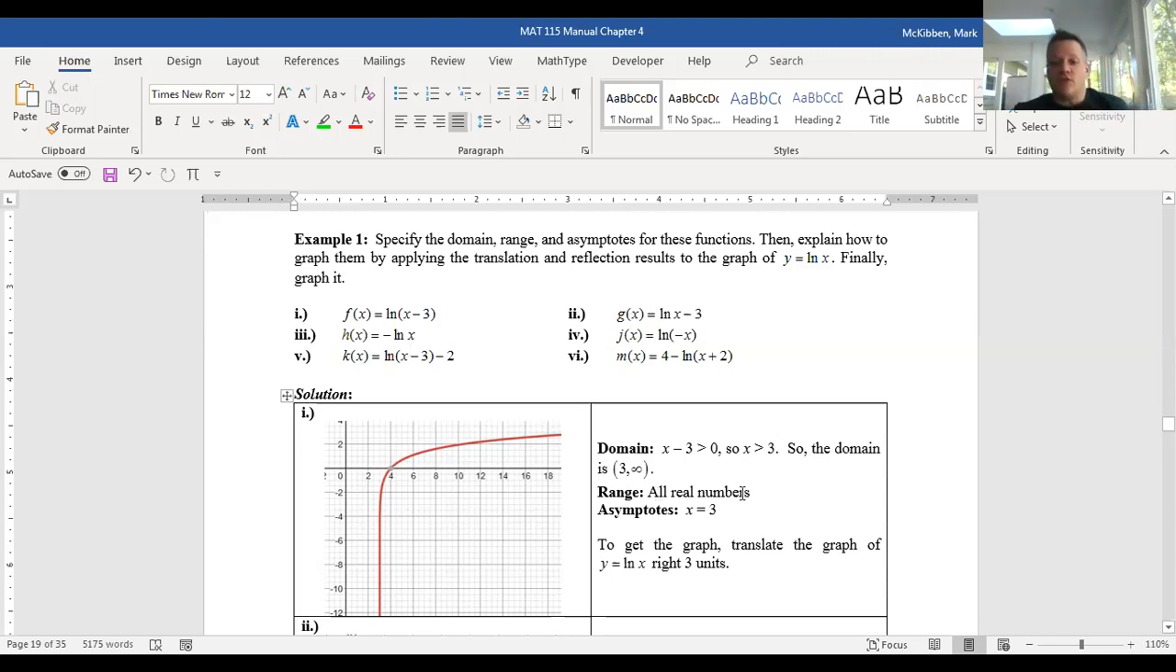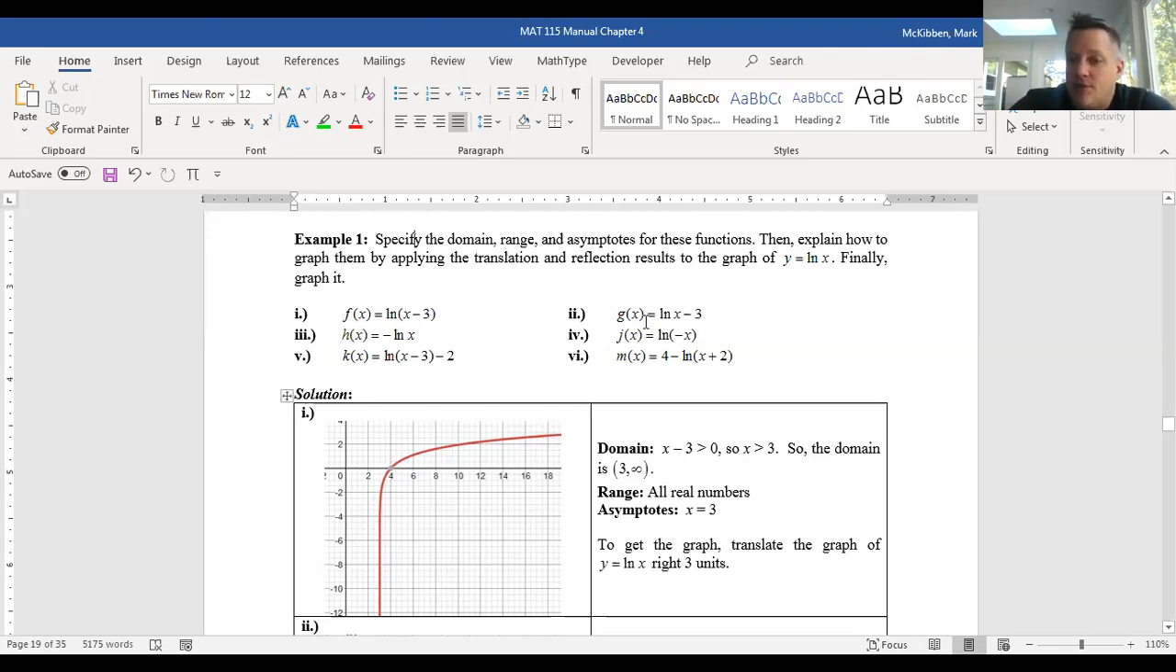If the range of the original graph, ln of x, is all reals, then all of these translations and reflections have the same range. And we know that the asymptote is vertical, and it's equal to x equals the value that makes that equal to 0, which is 3. To get the graph of that guy, I'm subtracting 3 from the input, and so I'm going to move the graph of ln of x 3 units to the right. And so I get this general shape.